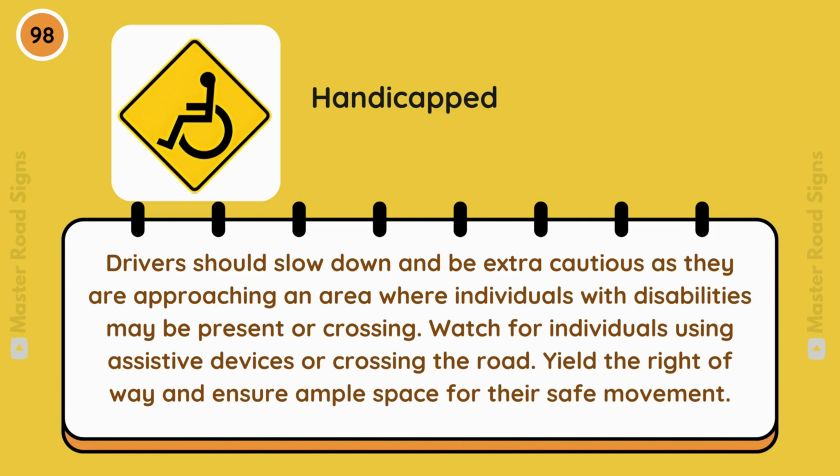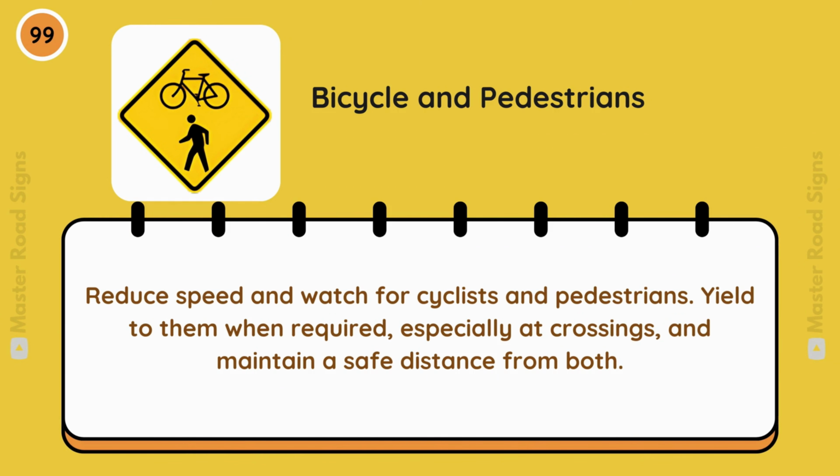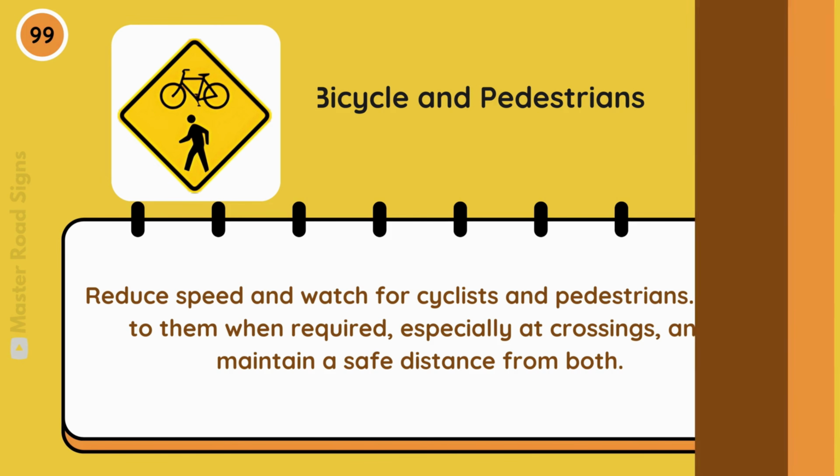Handicap sign. Drivers should slow down and be extra cautious as they are approaching an area where individuals with disabilities may be present or crossing. Watch for individuals using assistive devices or crossing the road. Yield the right-of-way and ensure ample space for their safe movement. Bicycle and pedestrian sign. Drivers should reduce speed and watch for cyclists and pedestrians. Yield to them when required, especially at crossings, and maintain a safe distance from both.